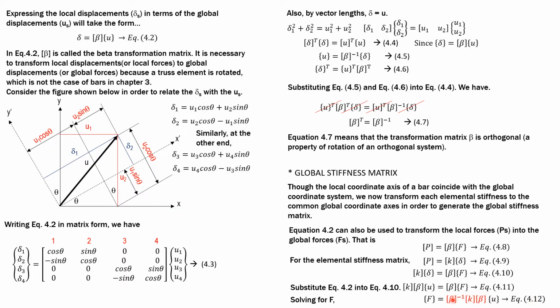Take note of this highlighted value, because F is a certain matrix times the global displacement matrix, so we can say that this is the stiffness of the global system. We can denote this by capital K. And take note that because beta is orthogonal, the inverse of beta is simply the transpose of beta, so we can use beta transpose instead of the inverse of beta.